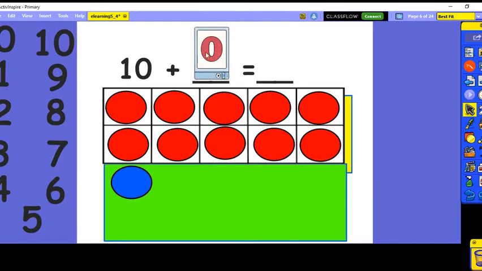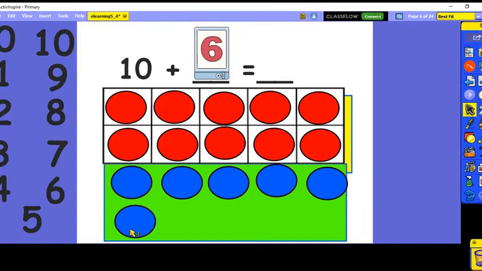Let's do another one. Okay, now let's do 10 and 6 more. 2, 3, 4, 5, 6. What is 10 and 6 more? Let's start with our group of 10, and then we'll count up. 10, 11, 12, 13, 14, 15, 16. So 10 and 6 more is 16. Here's our 10. Here's our 6 ones, and that makes 16.